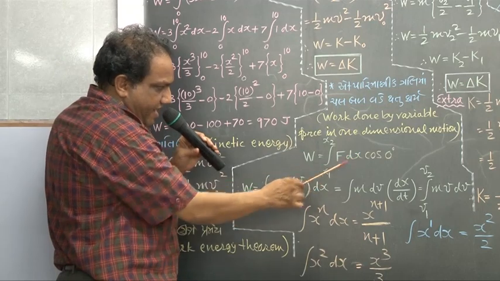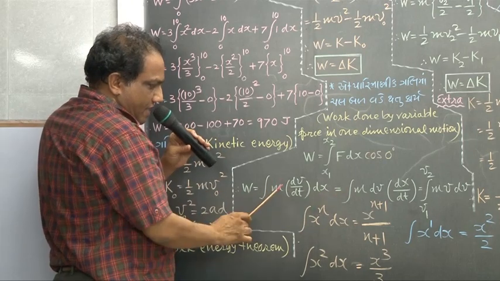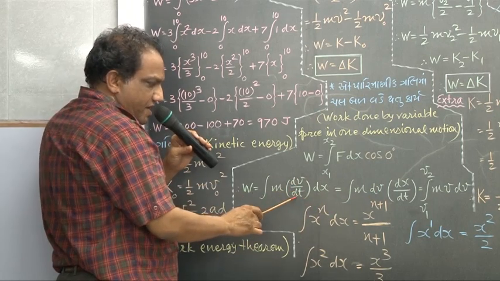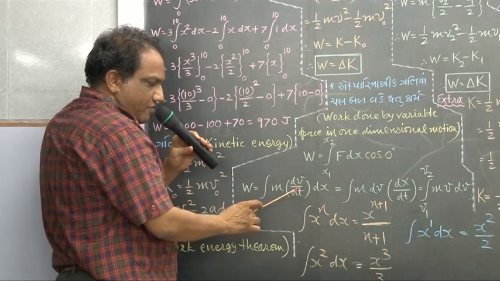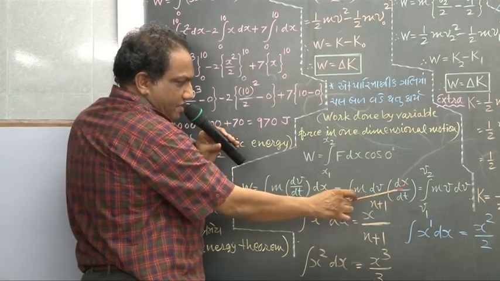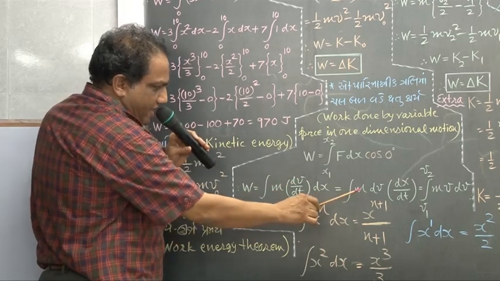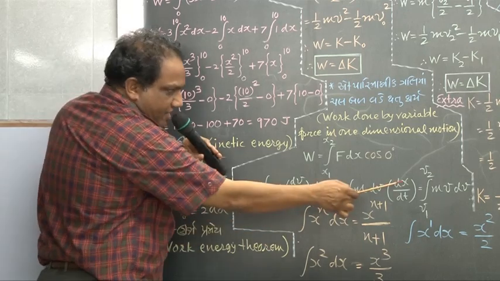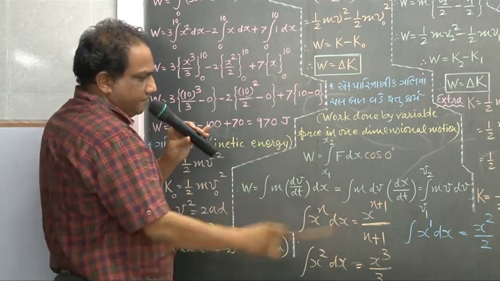F equals M into A. This dx as it is, dx cos 0 is 1. Now tell me. Integration, M as it is, dV as it is. Instead of dividing dV by dt, I just divide dx by dt. I just shift this dt from here to here. So here I am writing dx by dt. I repeat: integration m dv, dx by dt. Mathematically the same, right?